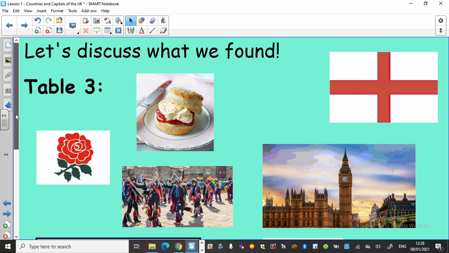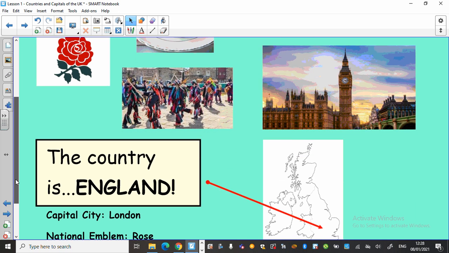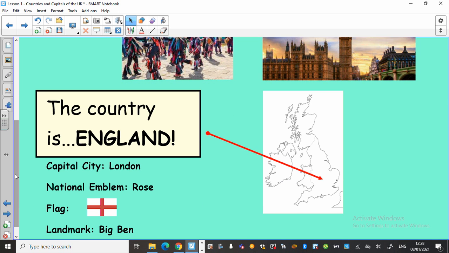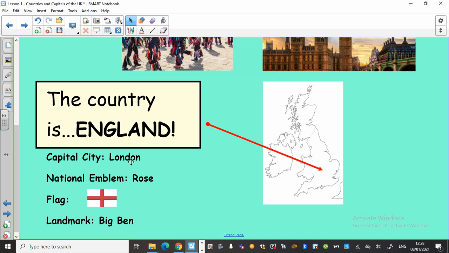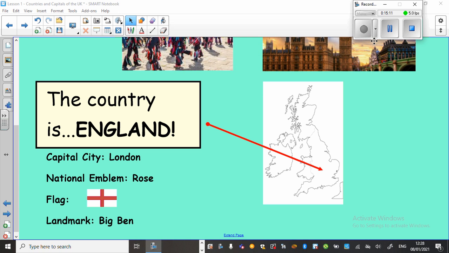So it was, of course, England. Our country, England, where we live. So its capital city is London. National emblem is the rose. The flag is this white background with a red cross, similar to Northern Ireland's, but the cross just looks different. And its landmark is Big Ben. So that one was, of course, England.